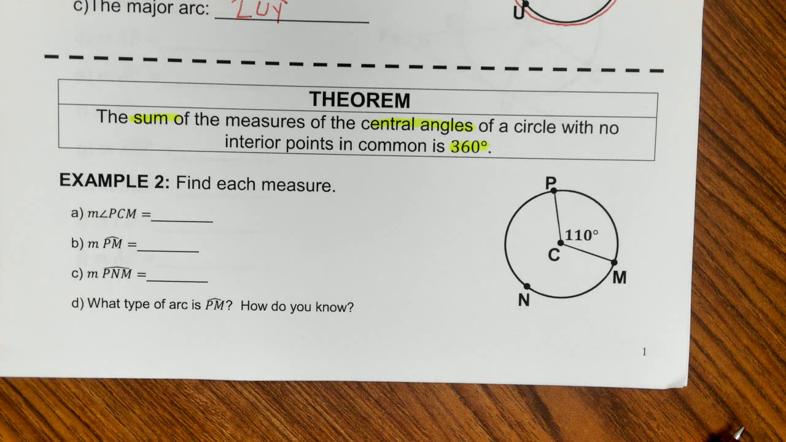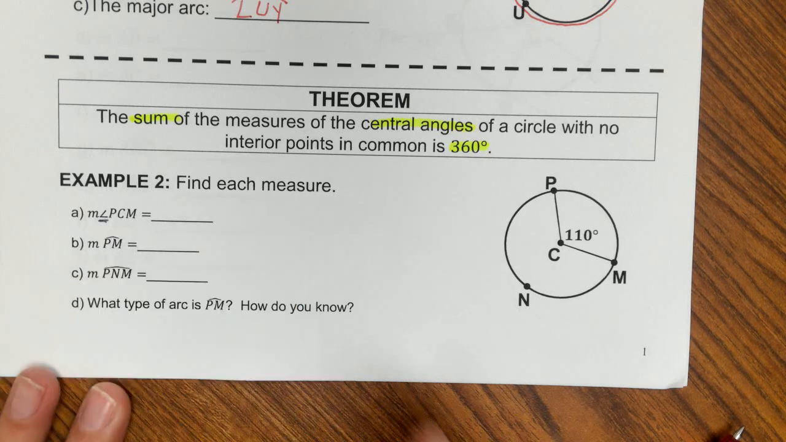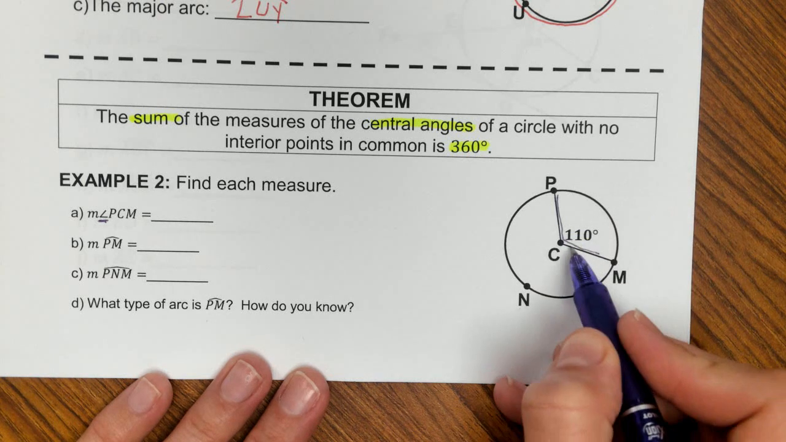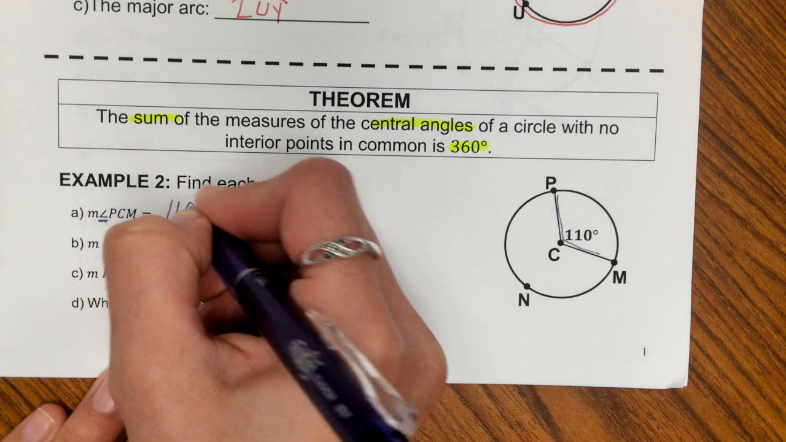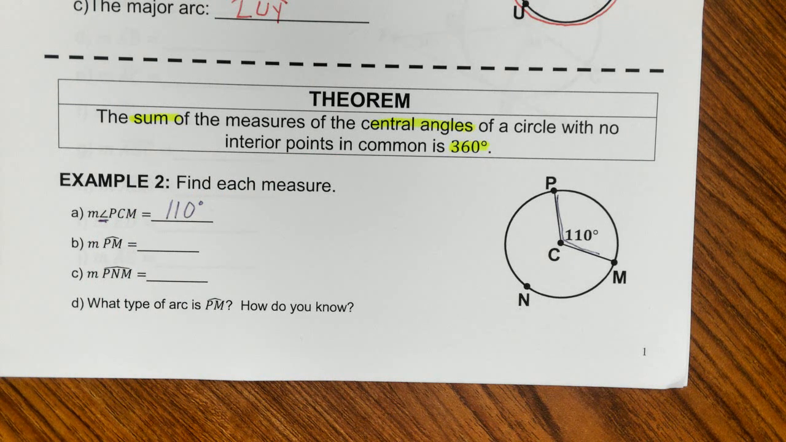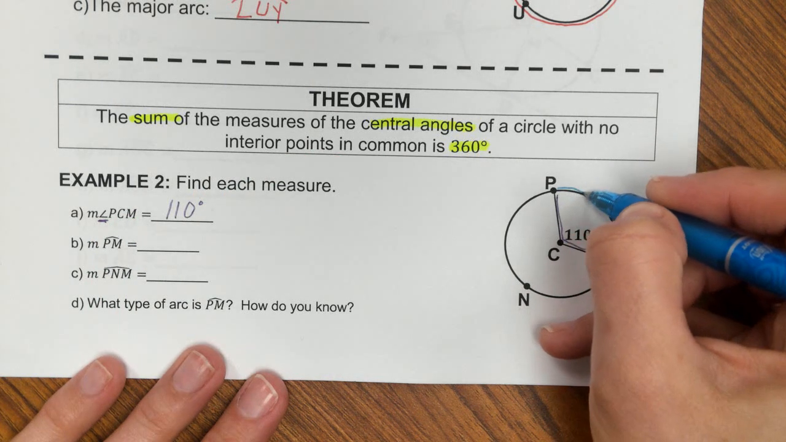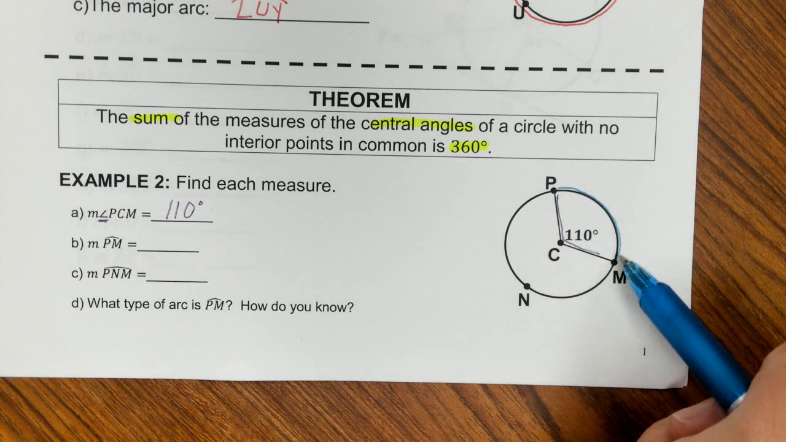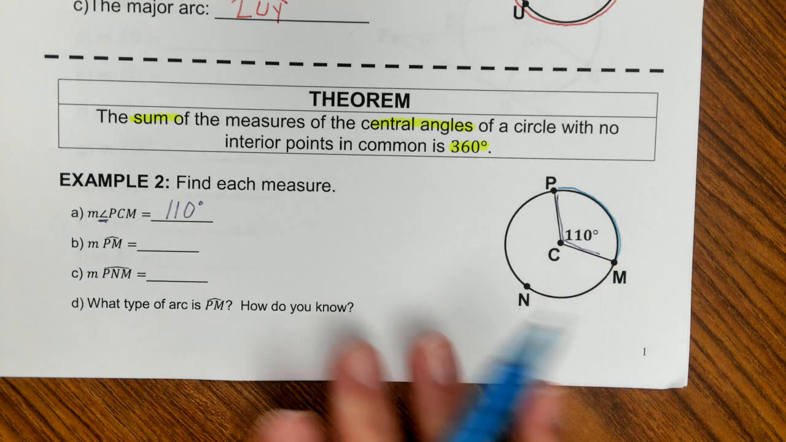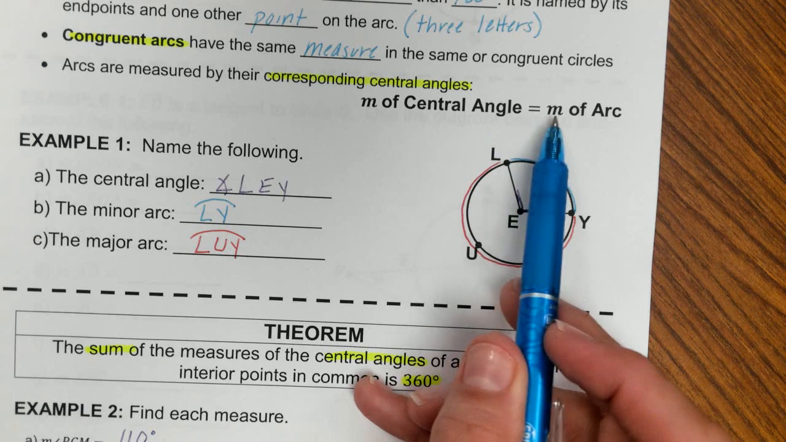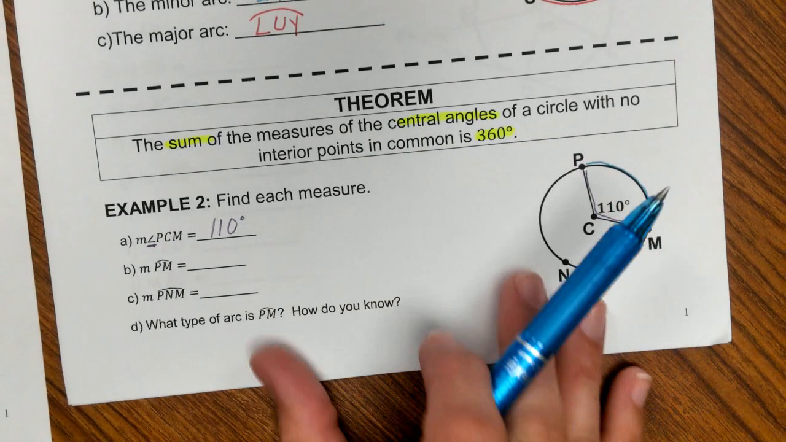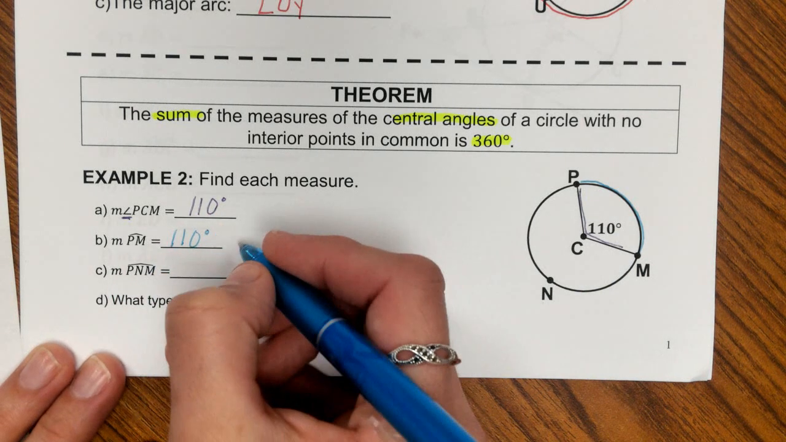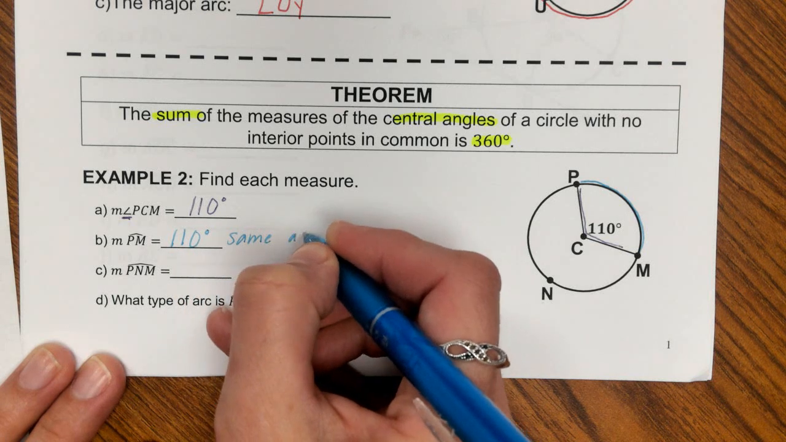So the first one, we're going to look at the measure of angle PCM. So we're looking at P to C to M. Well, it's already written there for us, 110 degrees. Now we're going to look at arc PM. Arc PM is only 2 letters, so it's going to be less than half the circle, a minor arc right there. Well, the arc is going to be the exact same measurement as the central angle, as it says up here. The measure of the central angle is the same as the measure of the arc. So if the central angle is 110, the arc is going to be 110 as well. So we'll put here same as central angle.